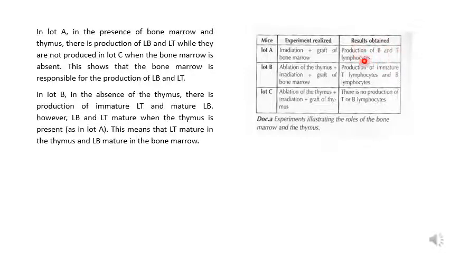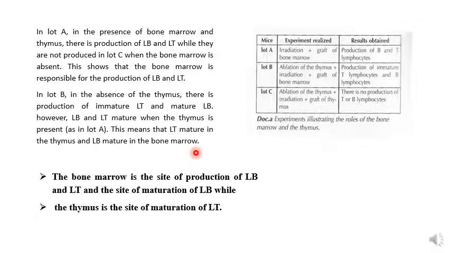So B and T are produced and they are mature in lot A in the presence of bone marrow and the thymus, while in lot B with no thymus, only LB are mature, while LT, lymphocyte T, are immature. This means that LT mature in the thymus and LB mature in the bone marrow. So, as a conclusion, the bone marrow is the site of production of LB and LT and the site of maturation of LB, while the thymus is the site of maturation of LT.